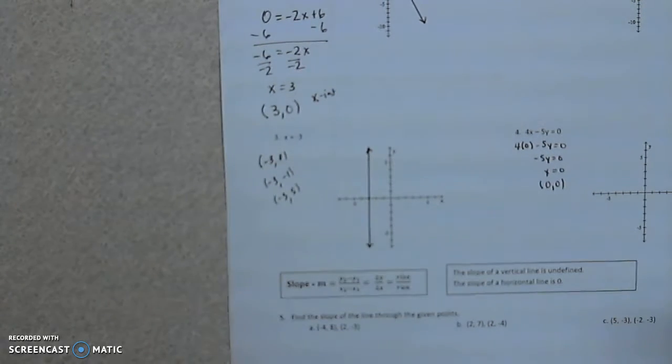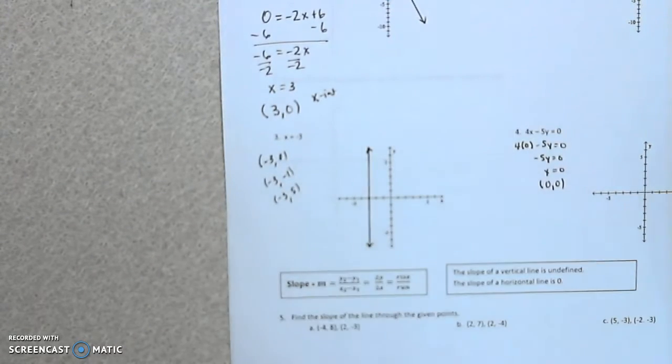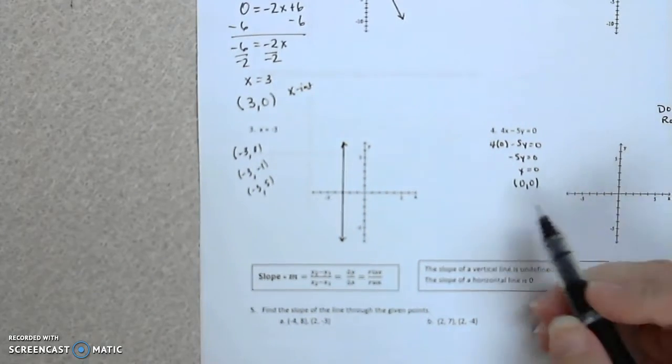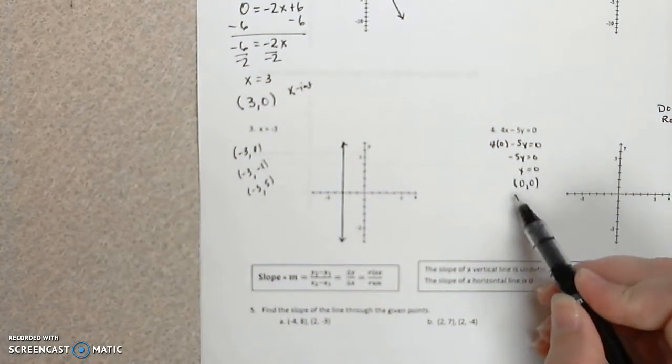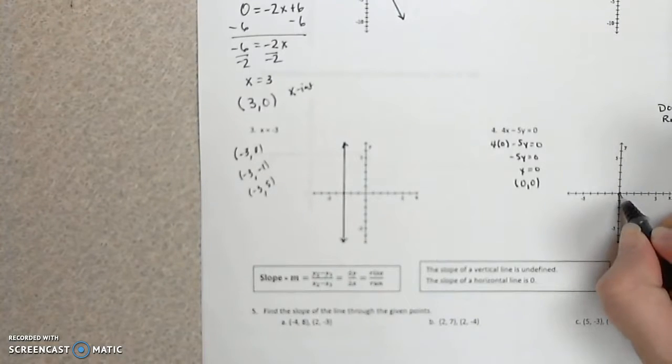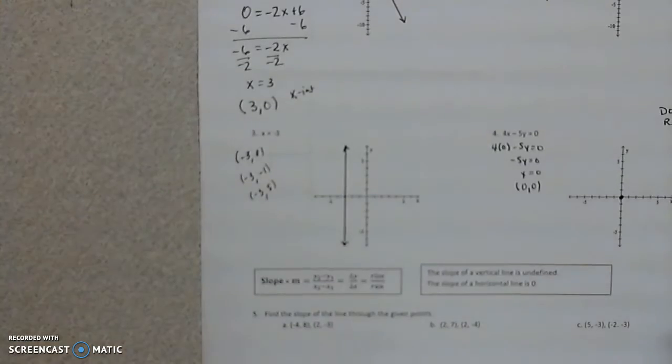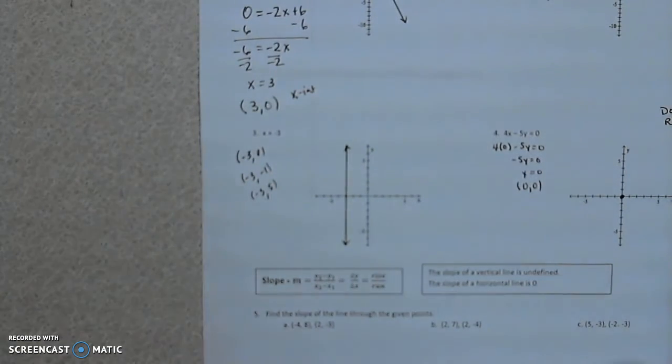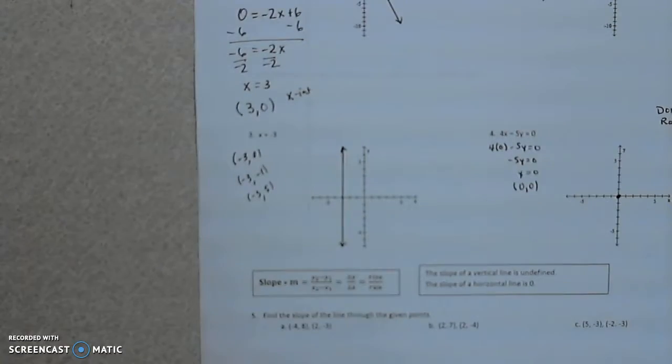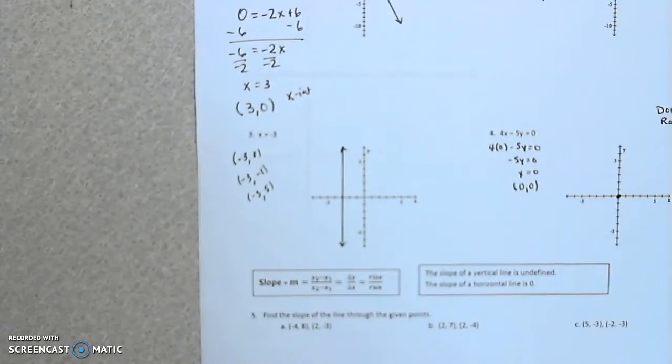You have to have at least 2 points to graph a line. So I can graph this right here, (0, 0) is still a point on my line. But notice it is the x and the y intercept. They're the same. So that means I have to find some other point. It doesn't matter what it is.